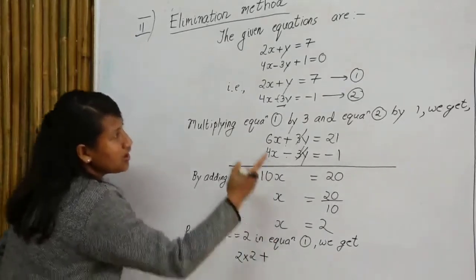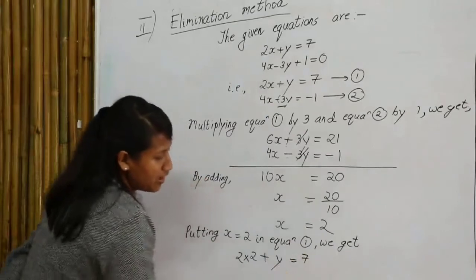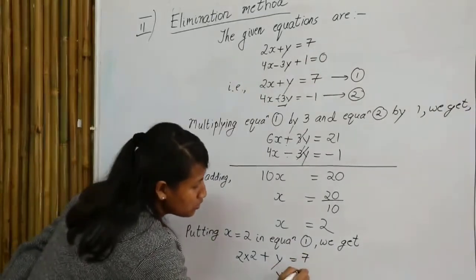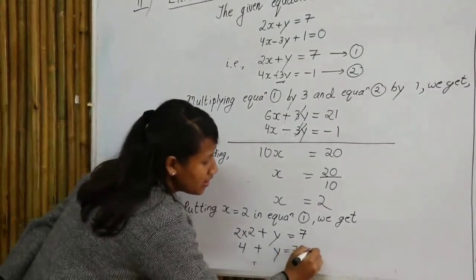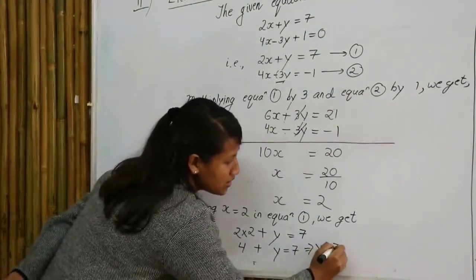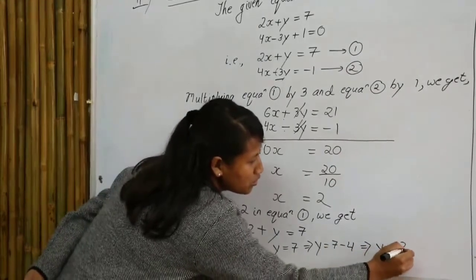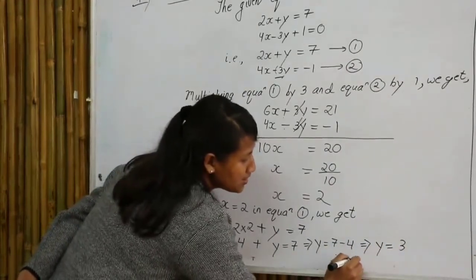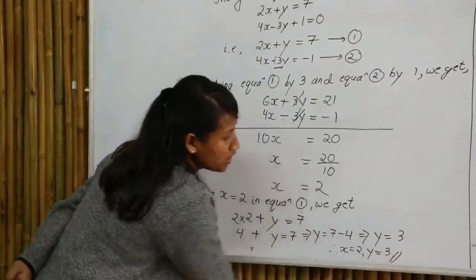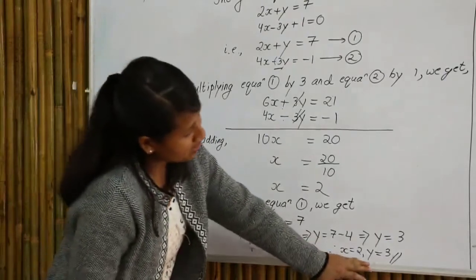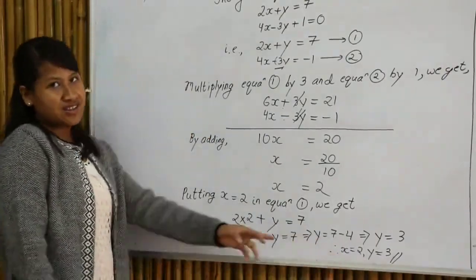Okay, now plus y equal to 7. Then y will be equal to, here it is 4 plus y equal to 7. So y will be equal to 7 minus 4. So y will be equal to 3. So therefore your answer is x equal to 2 and y equal to 3. So for substitution we got this answer. For elimination method also we get this answer.